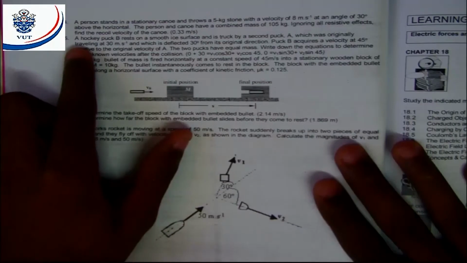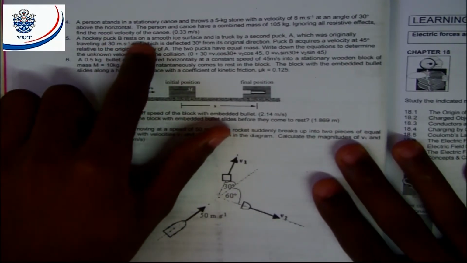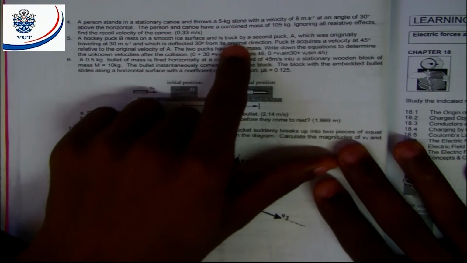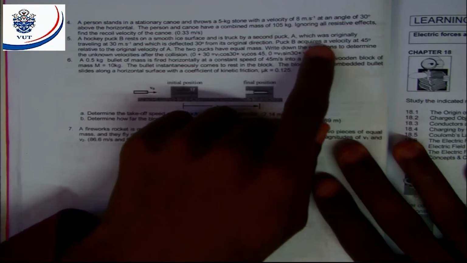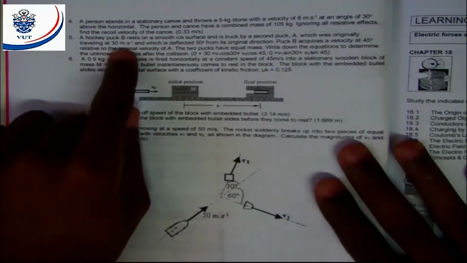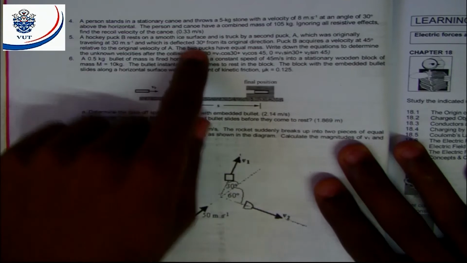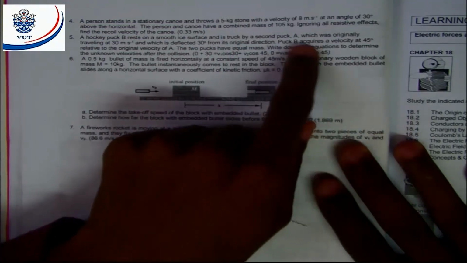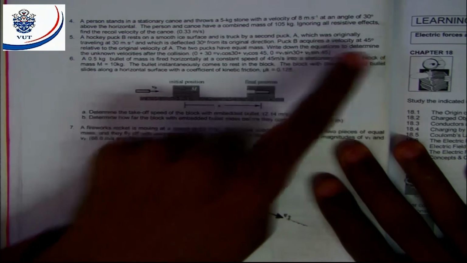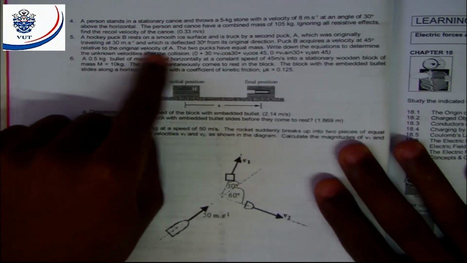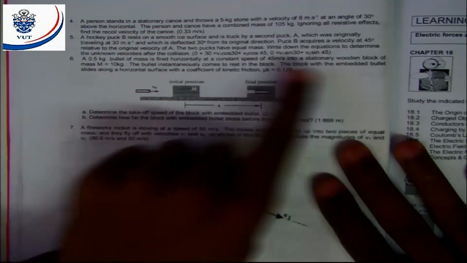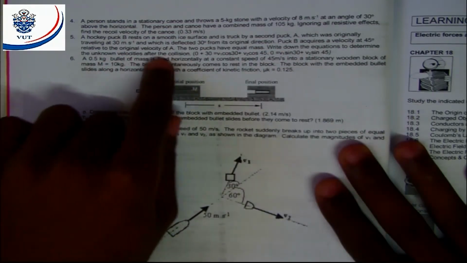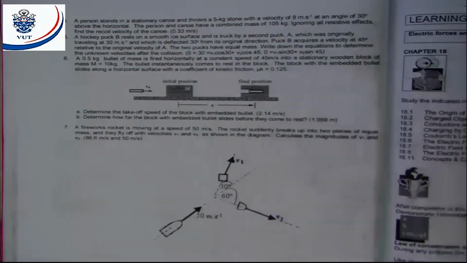So number 5, we have a hockey puck B, which rests on a smooth ice surface and is struck by a second puck, A, which is originally traveling at 30 meters per second and deflected 30 degrees from its original direction. Then puck B acquires a velocity at 45 degrees relative to the original velocity of A. The two pucks have equal mass, and we need to write down the equations to determine the unknown velocities after collision. Okay, so let's see what we have.